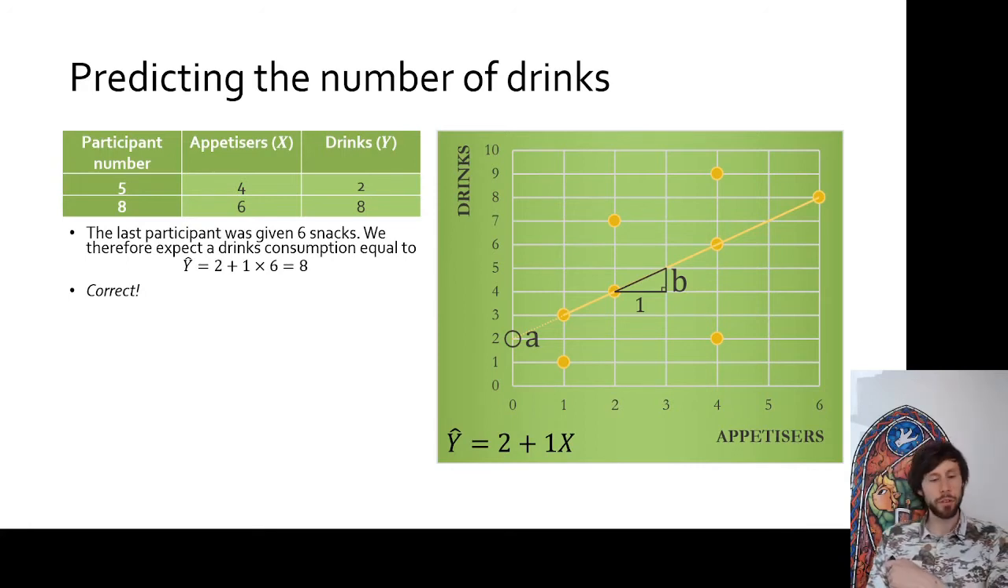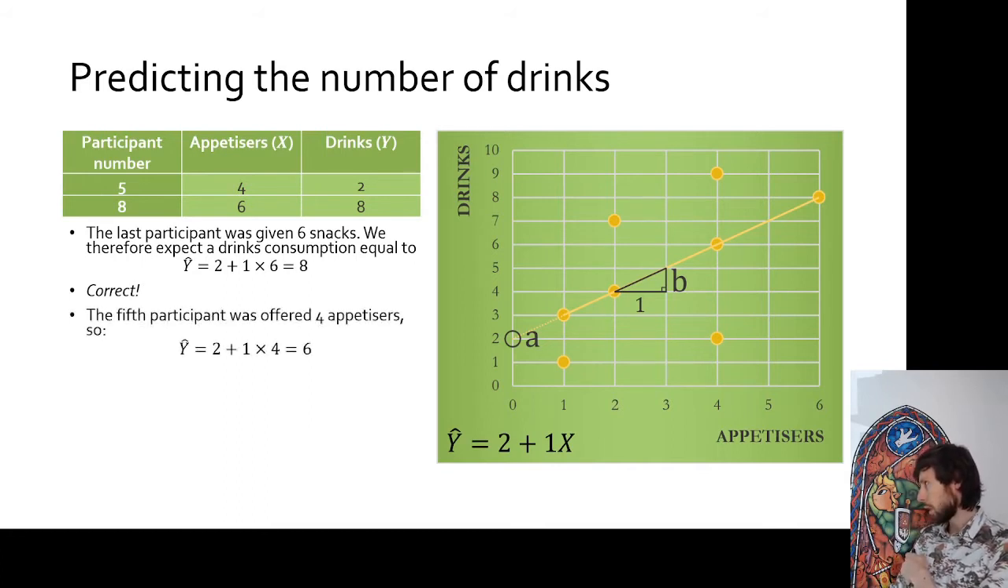Let's compare that to somebody else. That should clarify a thing or two. Imagine the other participant that I have in the shortened table, so participant number 5. They were offered 4 appetizers. So we can once again plug that into the regression equation. 2 plus 1 times 4 this time around. And as a result, we would say a customer like this should most likely order 6 drinks.